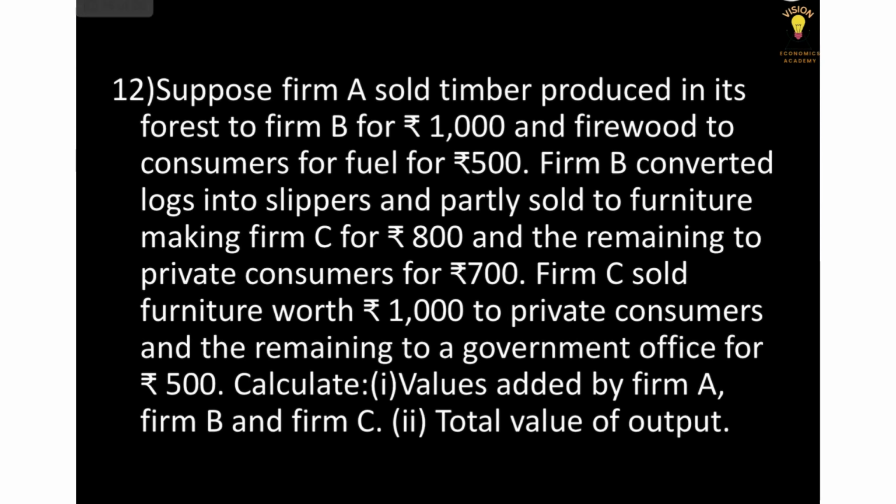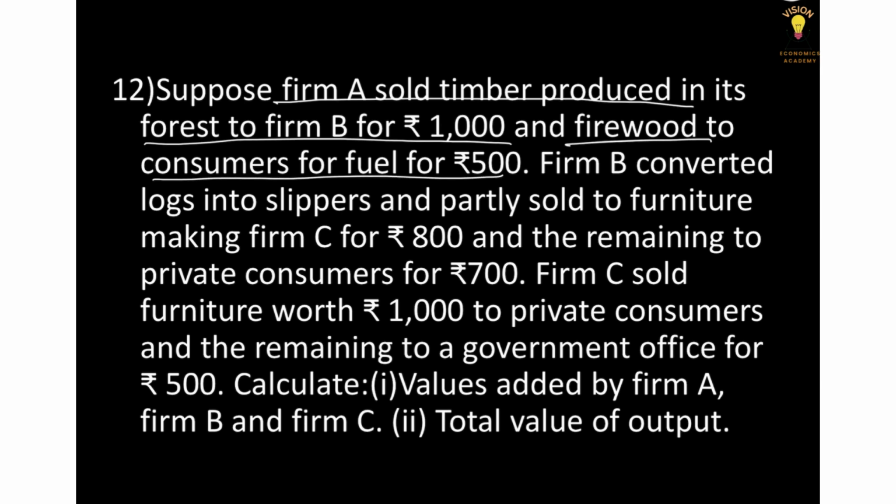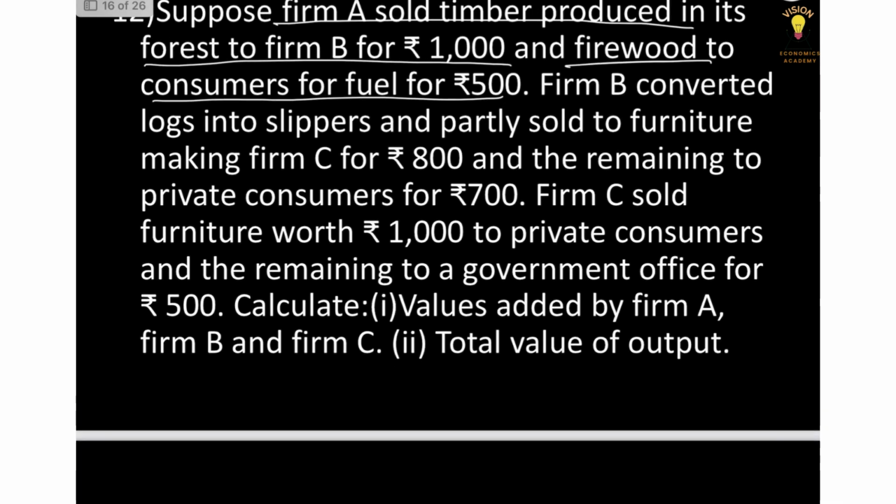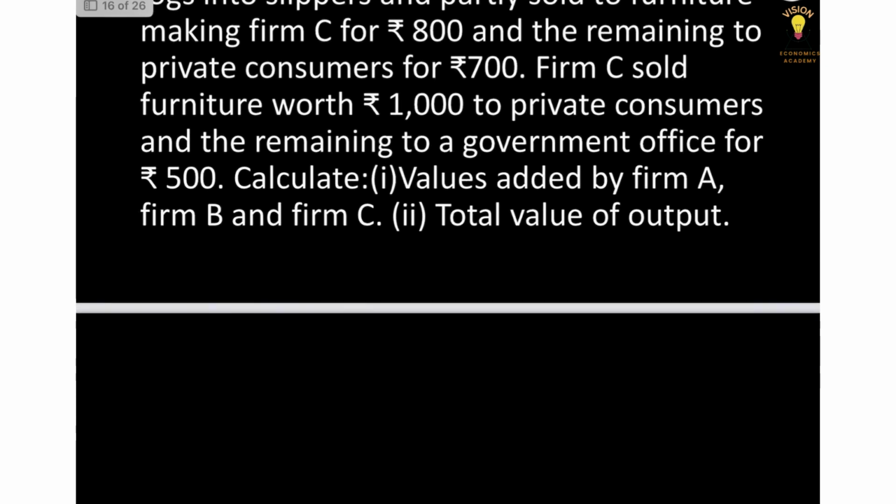Now there's a little different question over here. All right, the question, you have to read it properly. Suppose firm A sold timber produced in its forest to firm B for rupees 1000, and firewood to consumers for fuel for 500. Now, whatever is written in the statement over here, in the paragraph over here, let's quickly write it down as given.